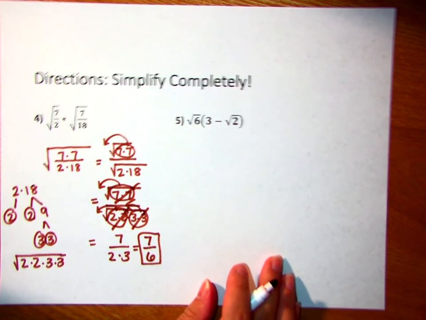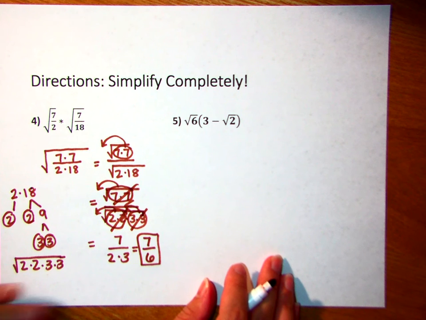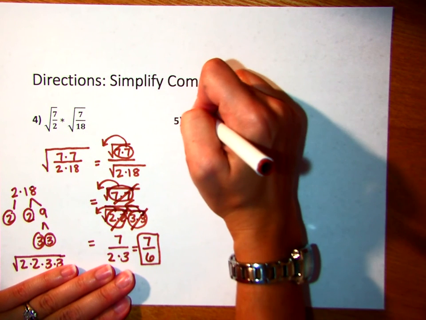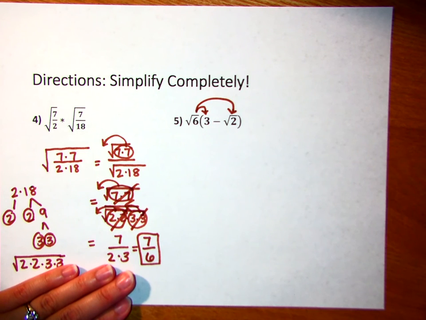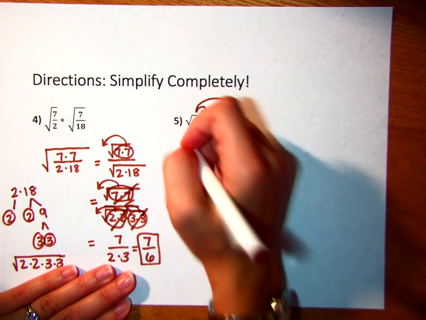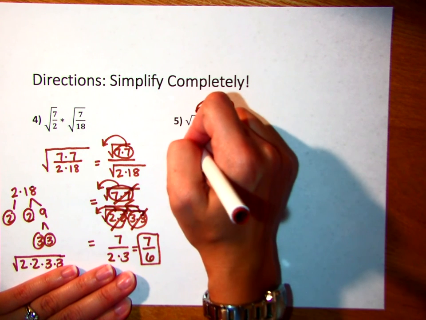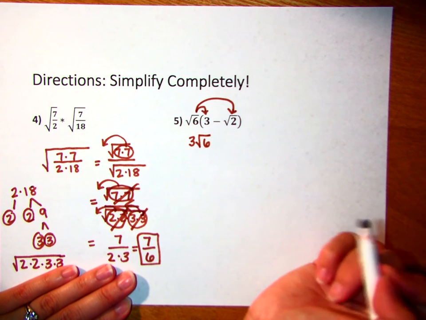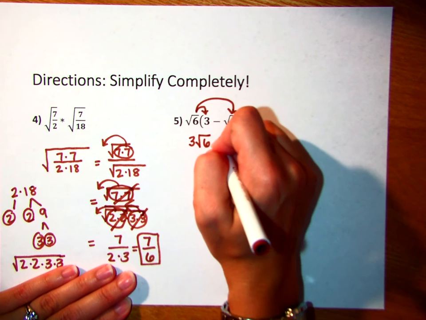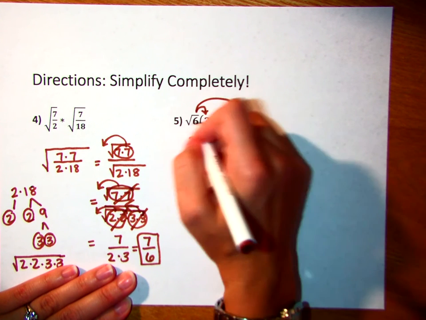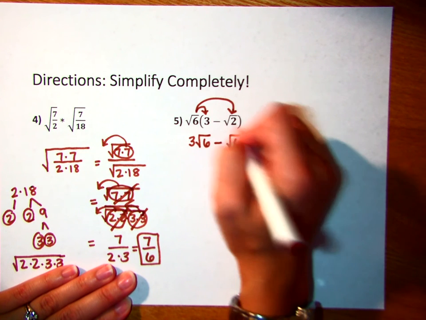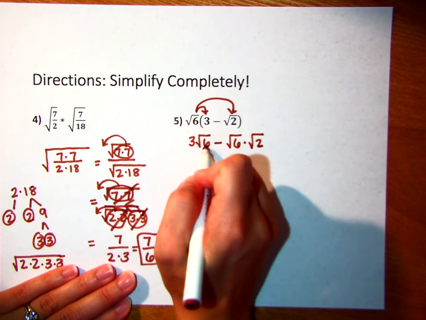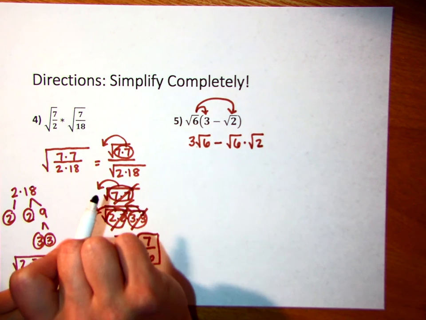Now in number 5, you got to be careful. You see the parentheses? That means we've got to get that distributive property going. So we are going to distribute that square root of 6 to both terms on the inside of the parentheses. So square root of 6 times 3 is going to be 3 square root of 6, because we always want that coefficient, the number in front of the radical. And then we take the sign, so minus square root of 6 times square root of 2. So we multiply it times a 3, that's what we got. We multiplied this times a 2, that's what we're working with right now.